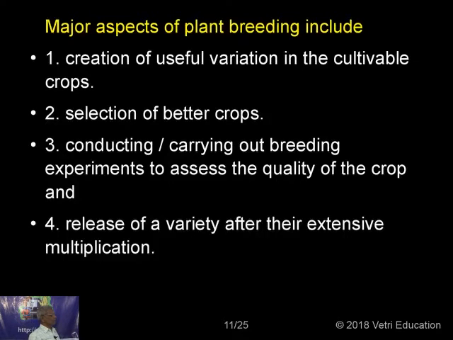So what are the different aspects of plant breeding? Plant breeding includes creation of useful variation in the cultivable crops. Number two, selection of better crops. Then carrying out breeding experiments to assess the quality of the crop, and the release of the variety after their extensive multiplication. So these are all the different steps involved in plant breeding.